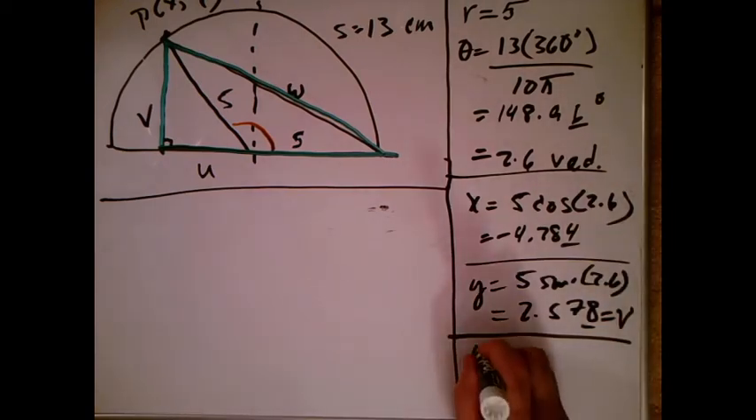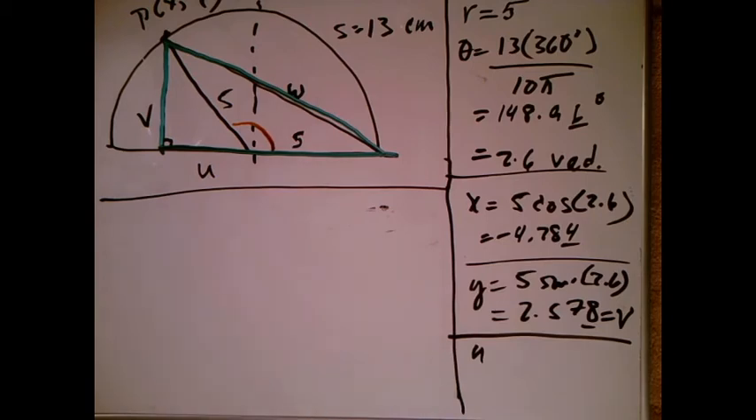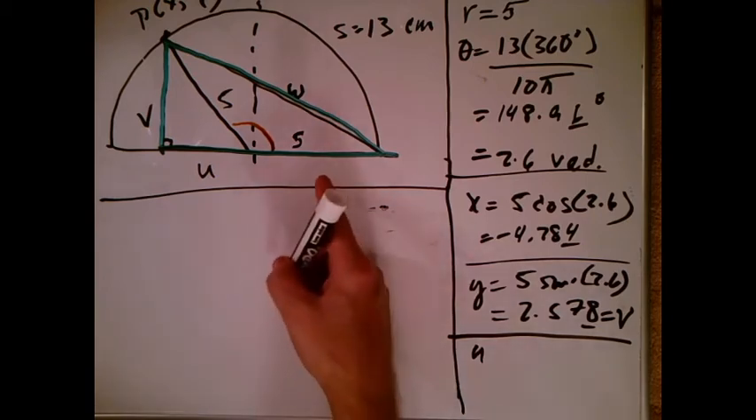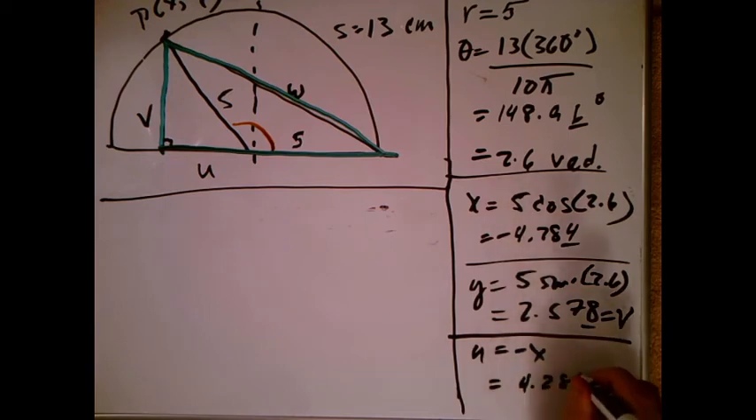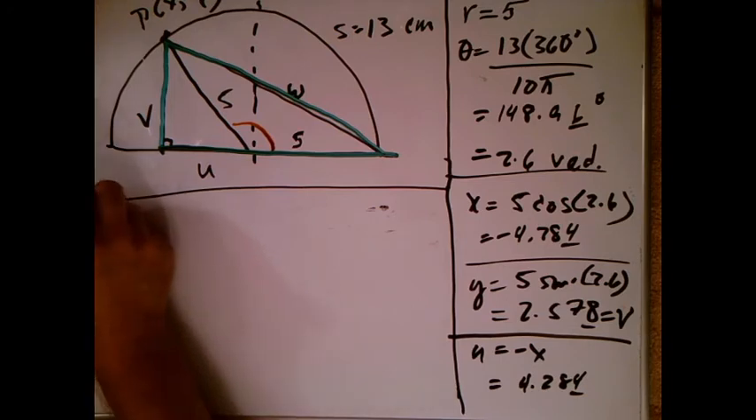What's the difference between u and x? Well, x is a coordinate, not a distance. In fact, you have to actually go backwards to do x. So x is negative, u is positive because it's a length, and so what I'm going to get is that u is equal to minus x, right? So in this case, something like 4.284-ish, which is great.